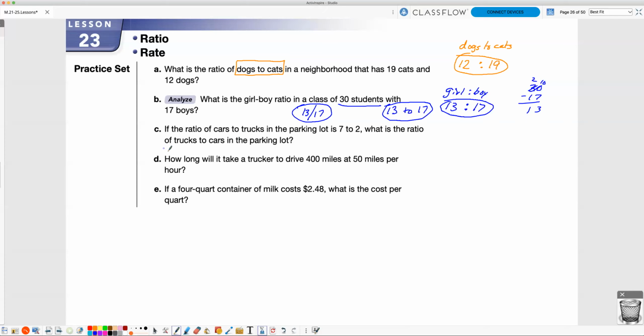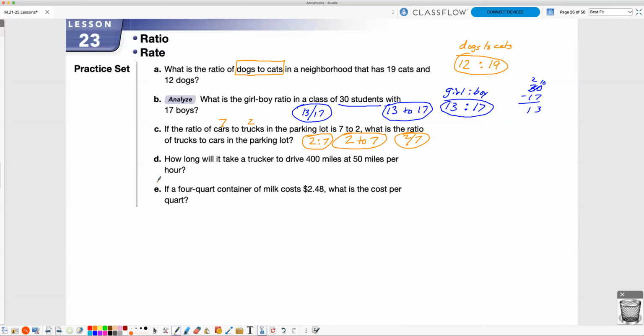Letter C, if the ratio of cars to trucks in the parking lot is 7 to 2, what is the ratio of the trucks to cars in the parking lot? So for this one, all you need to do is recognize that it's 7 to 2. Cars are 7, trucks are 2, and it just wants us to flip it. So the ratio would be 2 to 7 if we're talking about trucks to cars. It could be written 2 to 7 or 2 over 7, and those would all be correct answers.